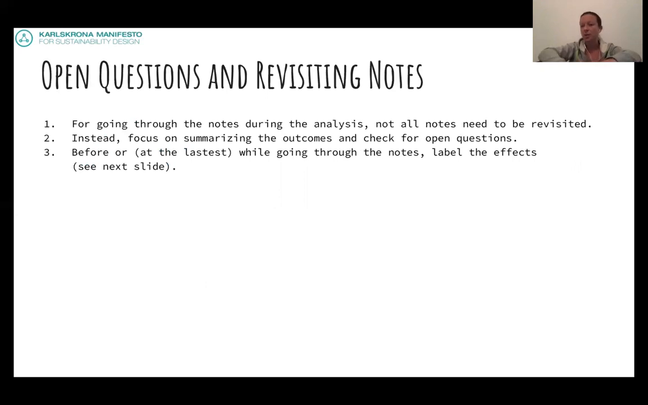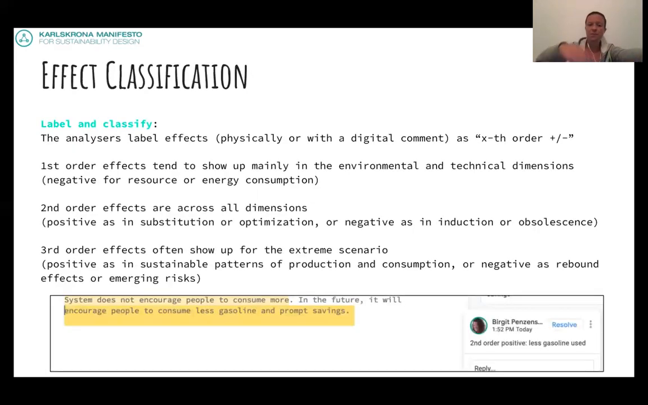So, open questions, what we have learned during a few of the workshops. It's not so important to go through all of the notes again. Maybe some of the brainstorming just went too extensive, but focus on summarizing the outcomes, and check for open questions in there. And then try to label the effects in your notes, the ones that you found. So for example, as an analyzer, I would label the effects, either physically or as a digital comment, with a this-order effect and positive or negative.